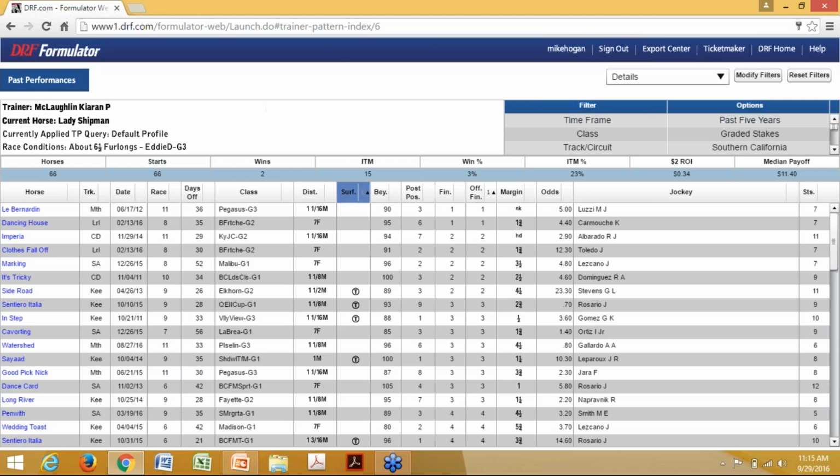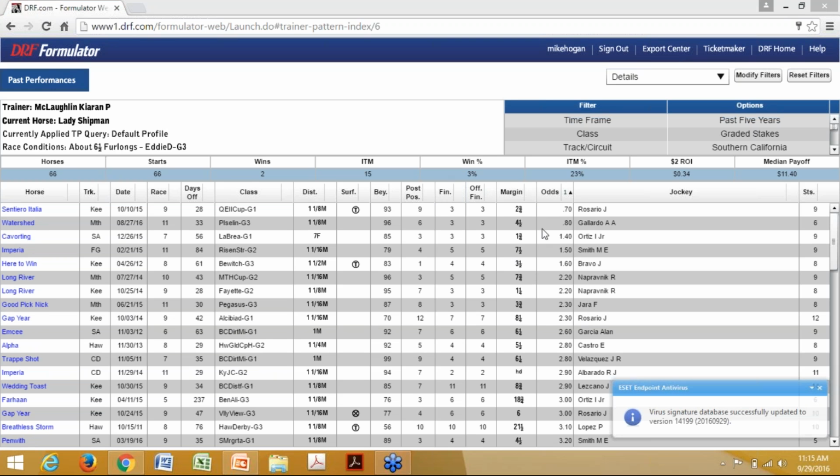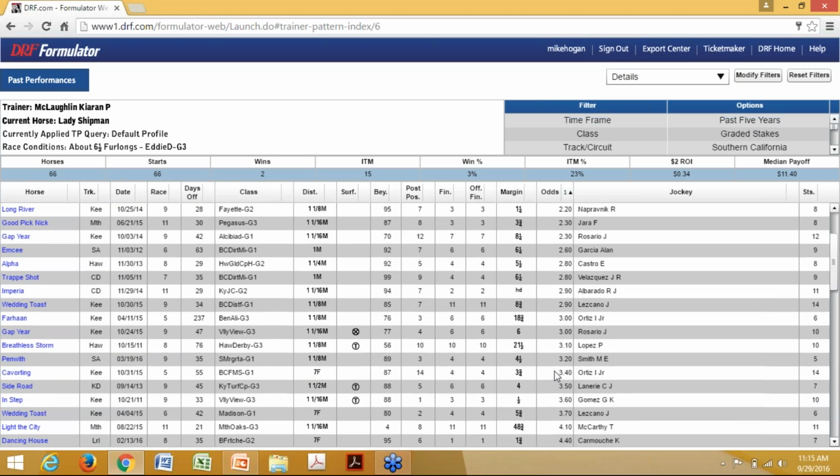So we click that. You'll see he's just 2 for 66 with only 23% in the money in any graded stakes anywhere in North America outside of New York or Florida. This tells me that this is something, if you scroll through, and maybe I'll sort by odds, you'll see a lot of short prices not winning races in graded stakes when they were expected to.